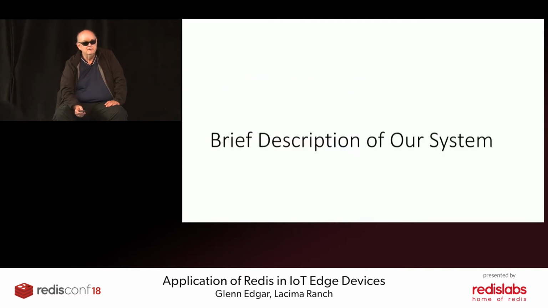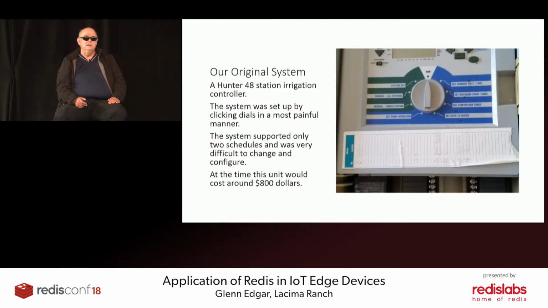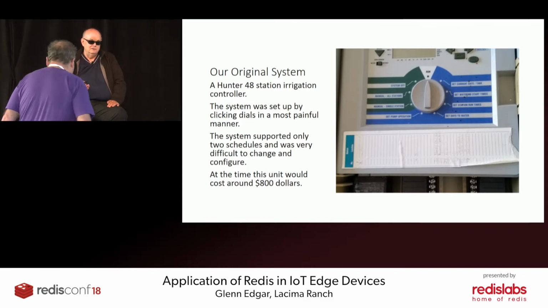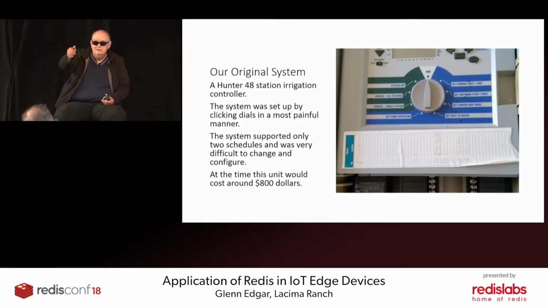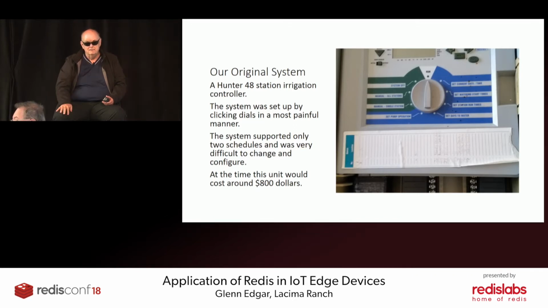First of all, a brief description of our system, to tell you at least I built something. Around the year 2010, this was our 48 station Hunter system. It would run 48 valves, and it was programmed with knobs and dashes and buttons. You had to do a very convoluted thing to program it, and it cost around $800, but it had no sense of configurability. So this was the first thing I replaced.